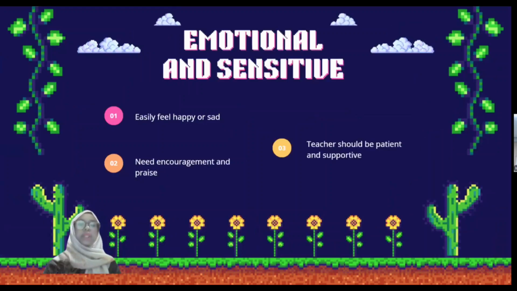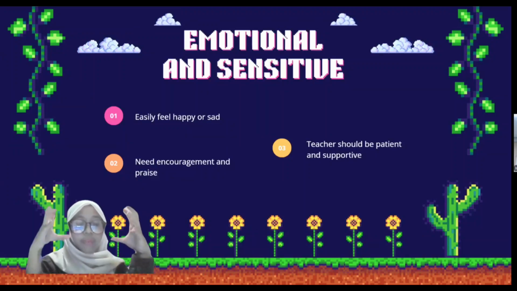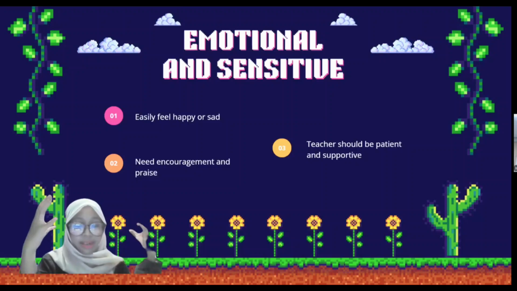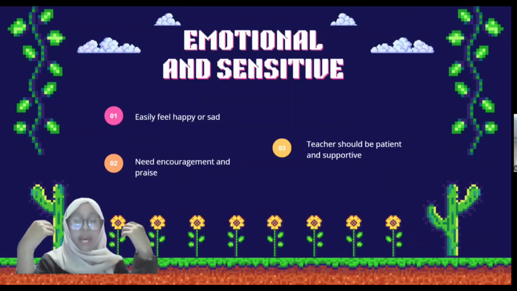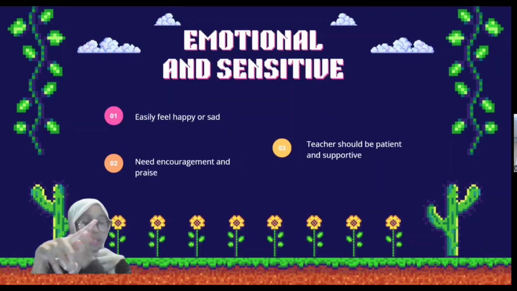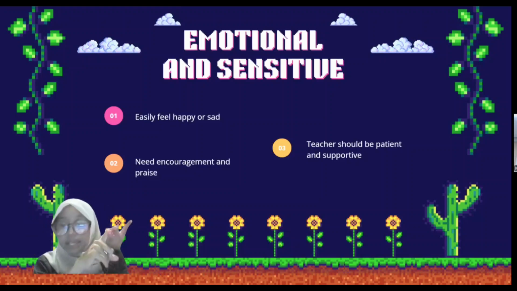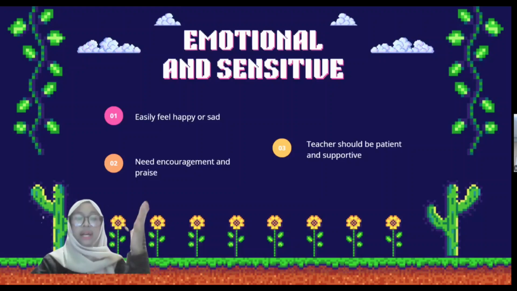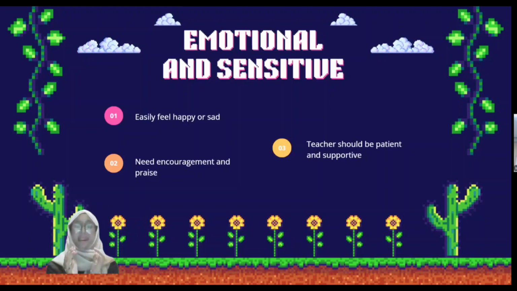Next is emotional and sensitive. Young learners are very sensitive. They can feel happy, shy, or even afraid easily. That's why the teacher should create a safe place, a supportive and positive learning environment.